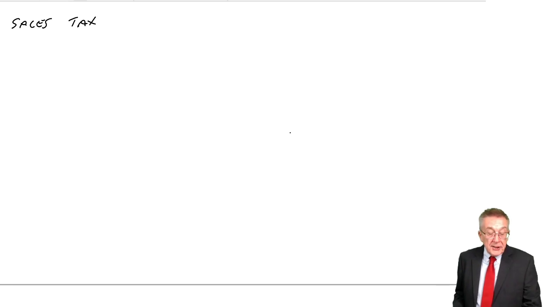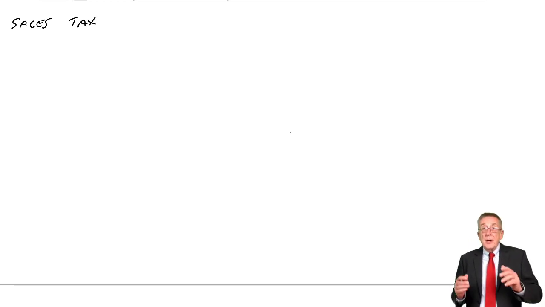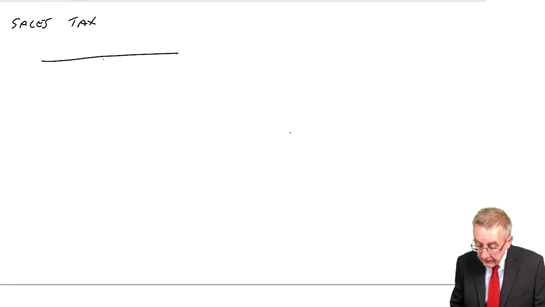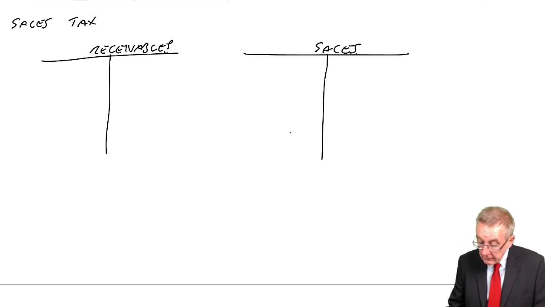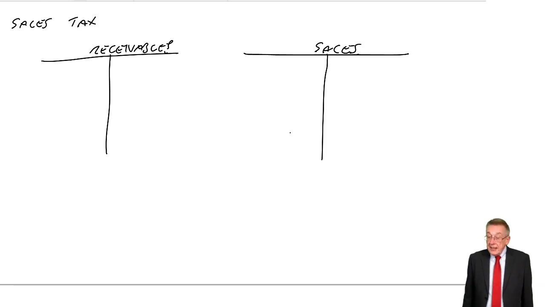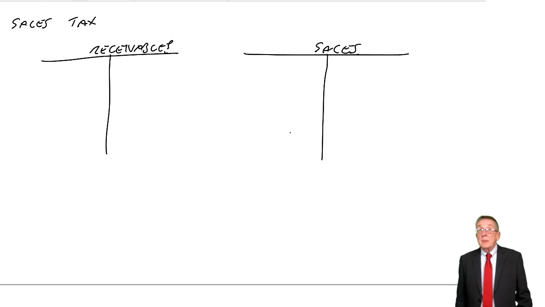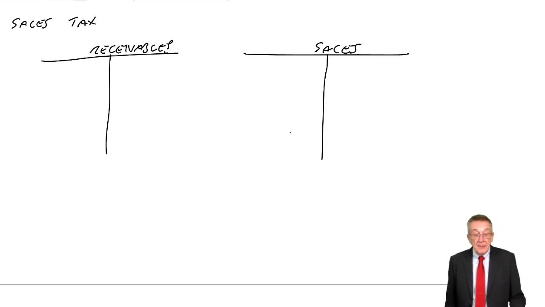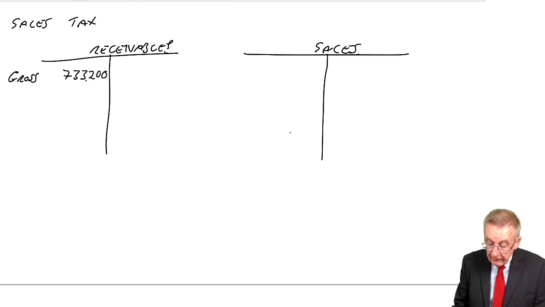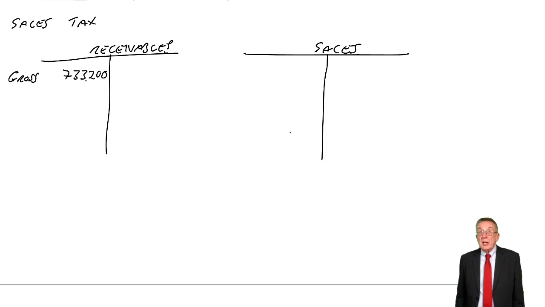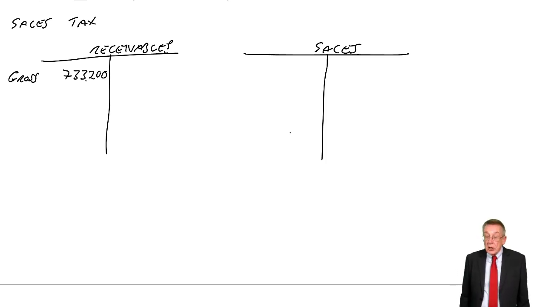Let's look at the double entry. First of all, the sales. Well, the normal entry for sales on credit, selling on credit, remember, we debit receivables and we credit sales. Well, when we debit receivables here, we need to debit with the total amount the customer's going to have to pay us, which is the gross amount. We debit with the gross amount of 733,200. That's how much the customer's going to have to pay us, the full price, including tax.